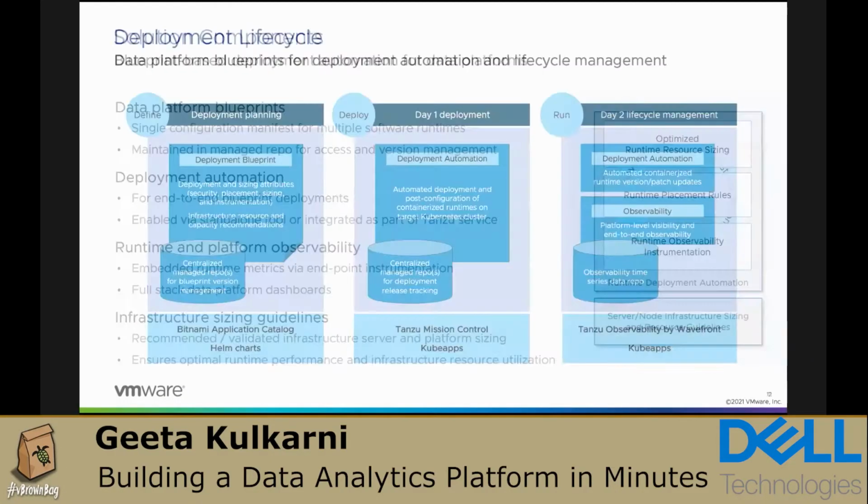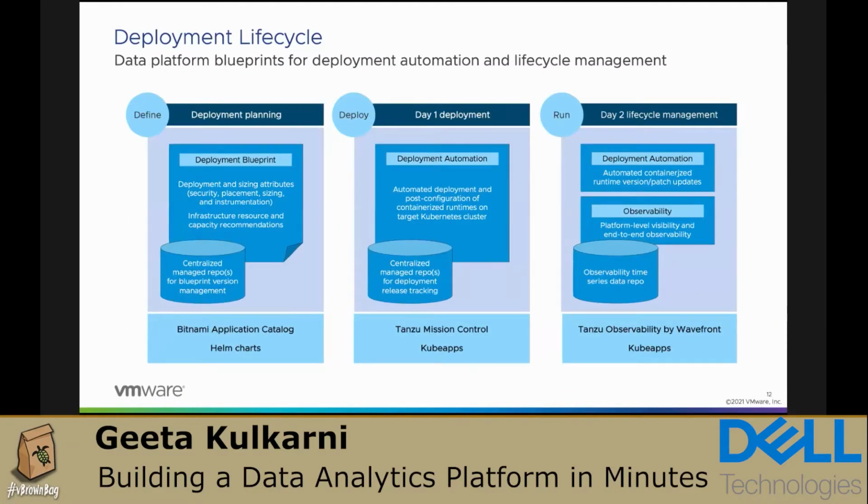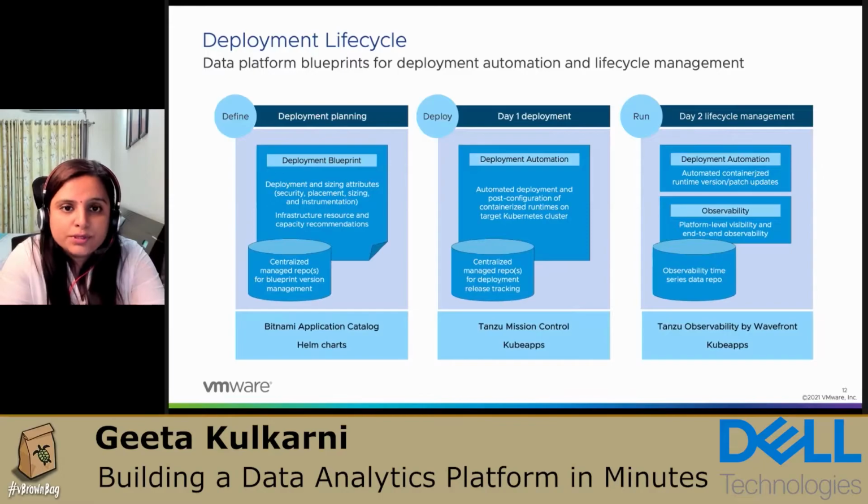So this is how the deployment lifecycle looks. The first stage is define, where we define the blueprints and they are made available as Helm charts in the Bitnami application catalog. The second one is deploy, where we will be able to deploy these blueprints either from the command line, or from the kubeapps tool, or even from Tanzu Mission Control. And day two, lifecycle management, which is the run phase, where we would be able to monitor the data platform using the Tanzu Observability out-of-the-box dashboards.